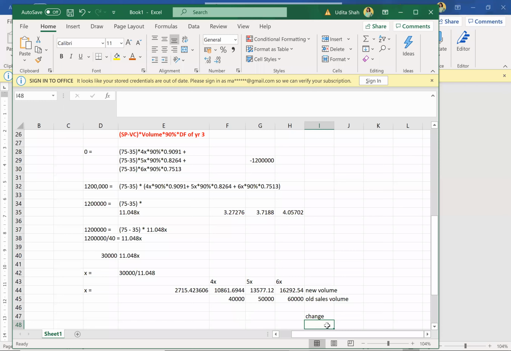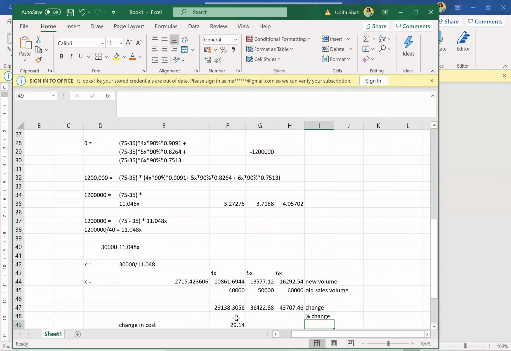But I don't want change. I want percentage change. Percentage change will remain the same because we had kept the ratio the same. So percentage change will be change divided by original, and the whole thing into 100.